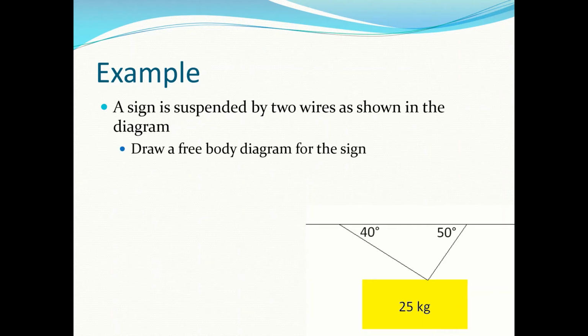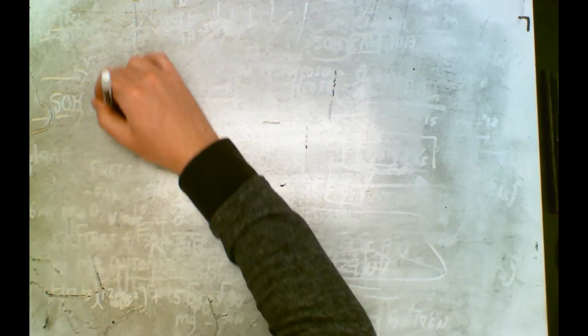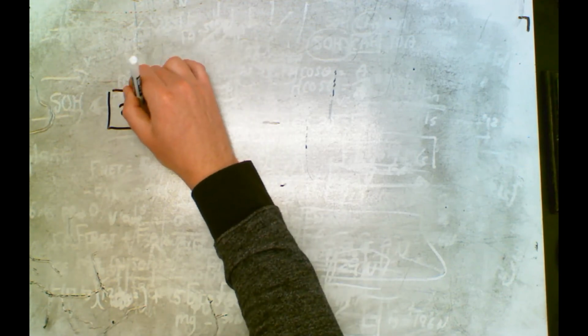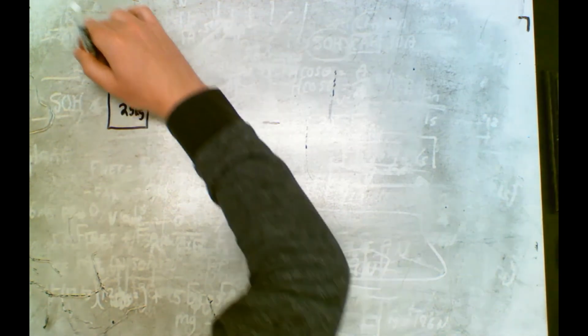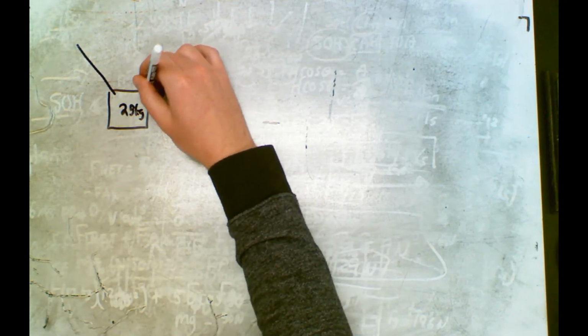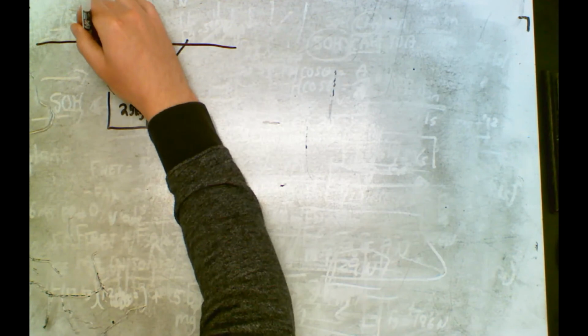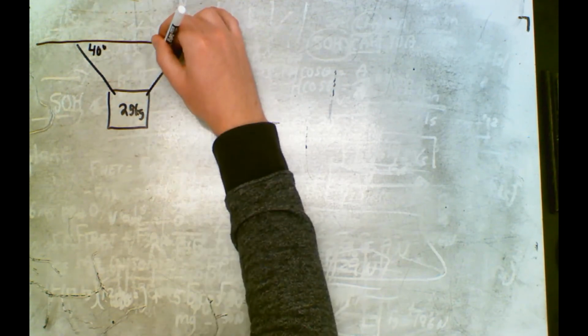So I'm going to switch over here. I'm just going to draw out that sign because that gives me a little bit more room. So it's a 25 kilogram sign. And we had one cable going like that and another cable going like that. And it told us that there's 40 degrees and 50 degrees here.